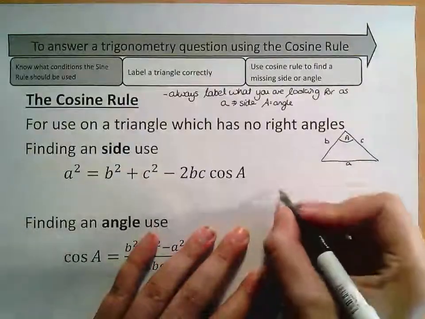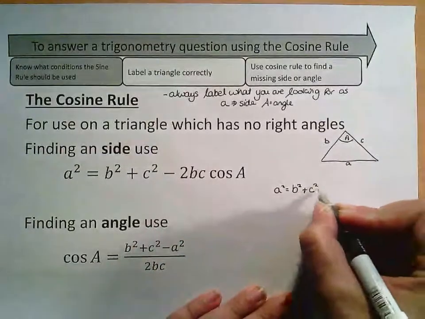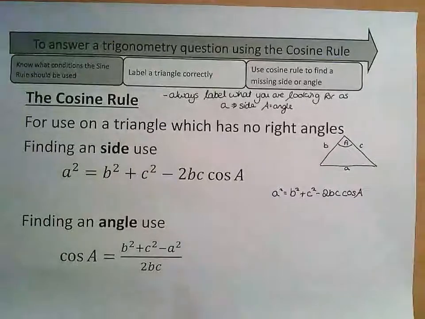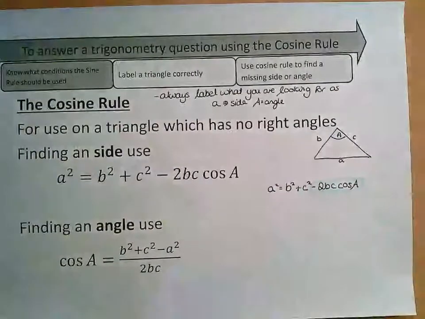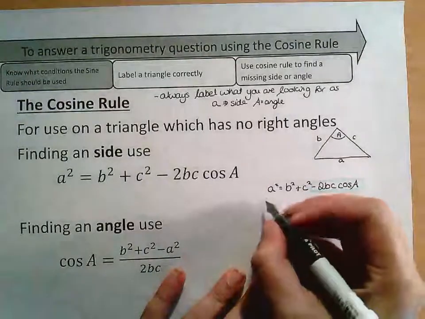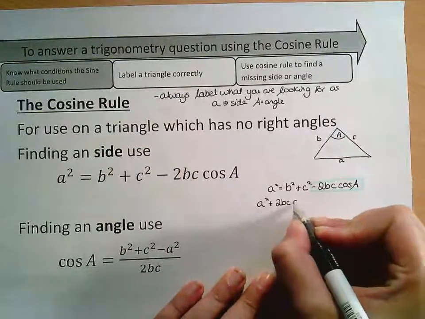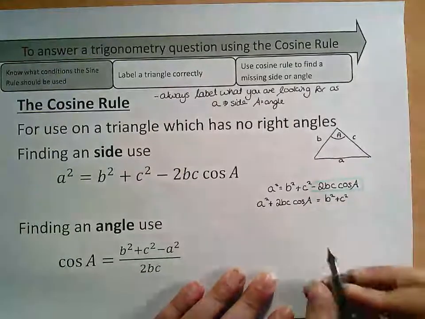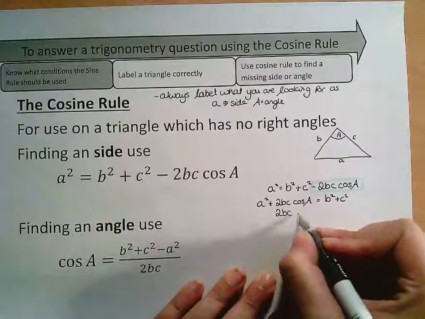So this is the cosine rule for a side. The first thing I'm going to do, this term here, at the moment is just a number. They're all multiplied together, so I can class that as one term. Because it's takeaway, I'm going to add it onto the other side. I'm now going to get rid of the a squared. The a squared is positive, so to get rid of that, it's a takeaway.